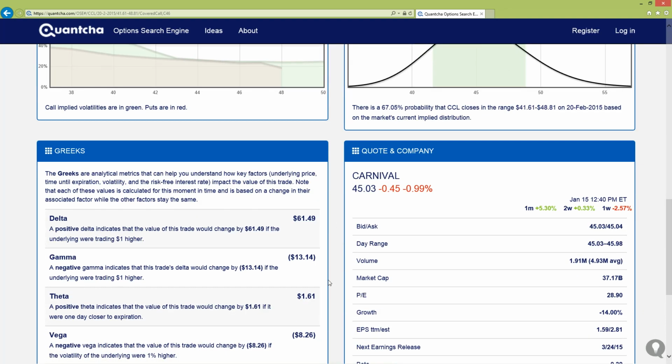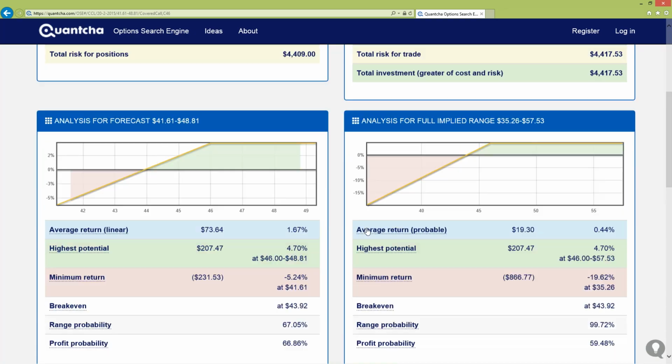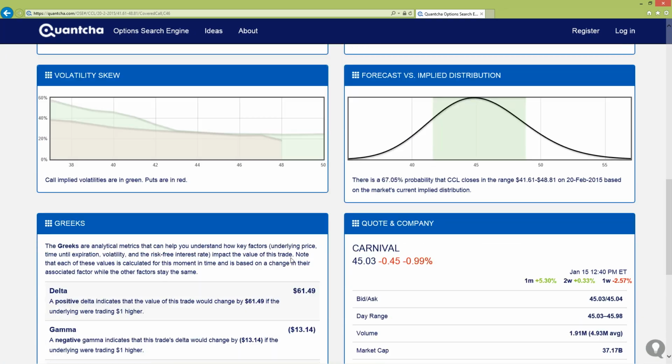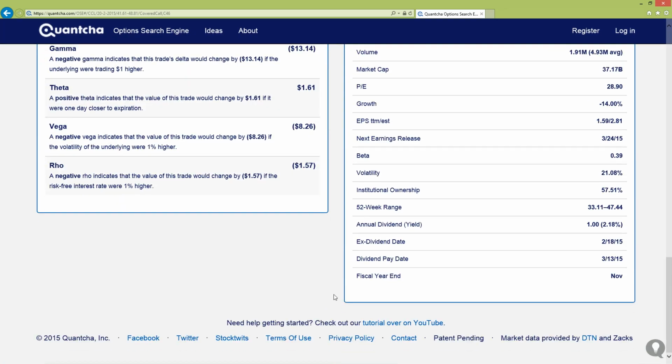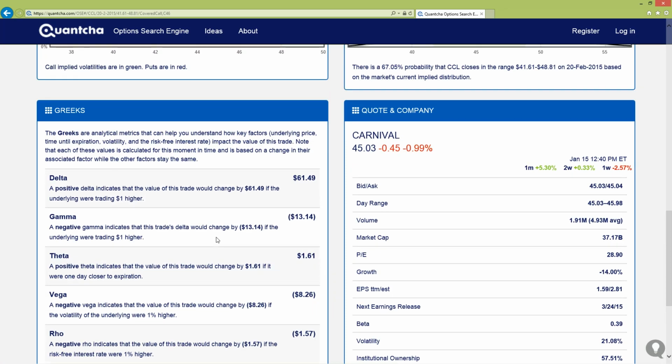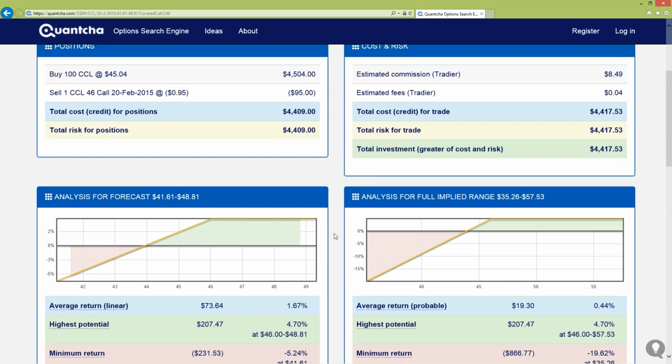And then of course, if we were to stay where the pricing is, if it were to be flat, you'd end up with full profit on that option and keep the stock as well. But another good example here is Delta, which says that if the stock were to go up, in this case to $61, if it went up $1 more, this whole trade would be worth $61.49 more, all other factors being the same. And so that's a quick look at the information there.